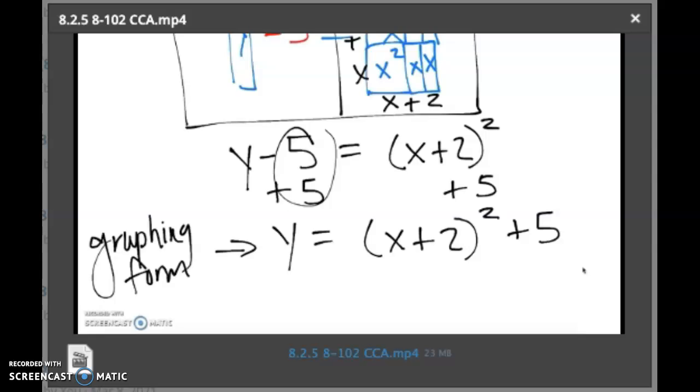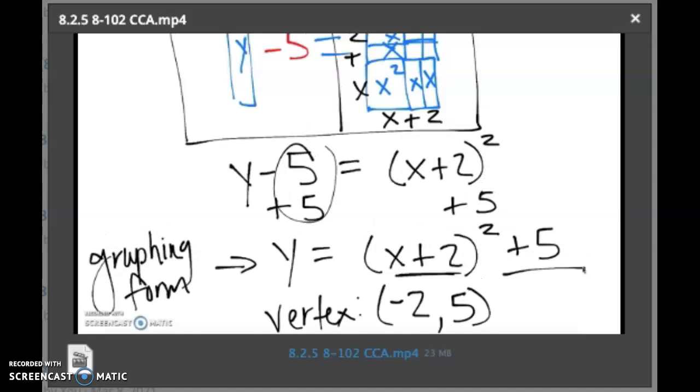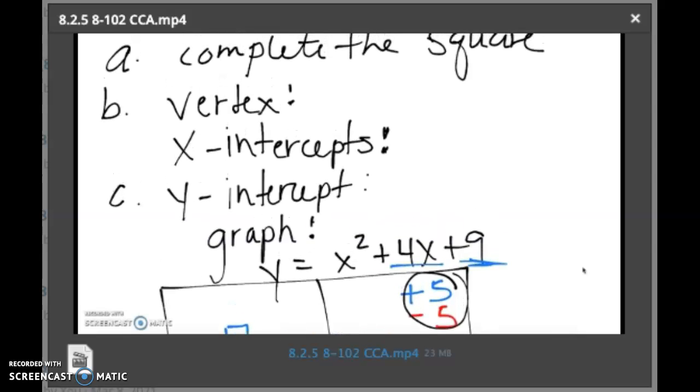And so I can see the vertex right away when I have it in this form. So my vertex is at, so I'm taking what's in my parentheses there, x plus 2, and setting it equal to 0 and solving for x. So when I do that, I get a negative 2. And then the y coordinate of my vertex is whatever I see here. It's a positive 5, so that's what I'll put in there. So we've got the graphing form, we have the vertex, and now we need to find the x-intercepts.